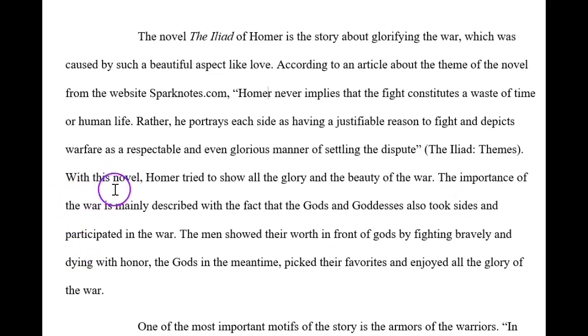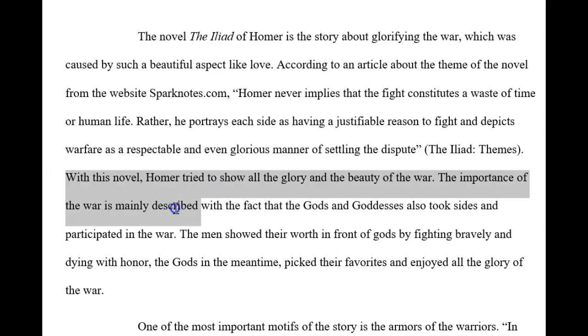With this novel, okay, we don't know which novel. I went ahead and I okayed it back up here where we put this classic novel, but again, every sentence needs to be able to stand alone and make perfect sense. If we took this out of context, we wouldn't have one idea what they were talking about. With this novel, Homer tried to show all the glory and the beauty of the war.